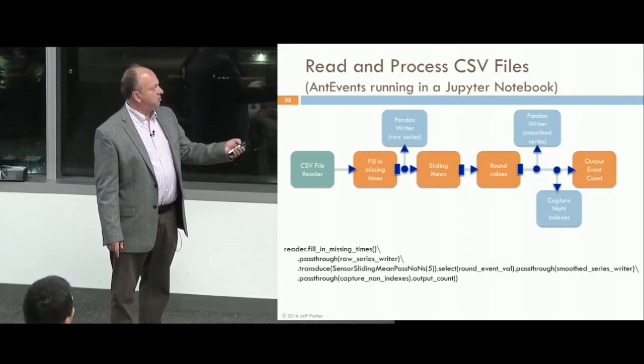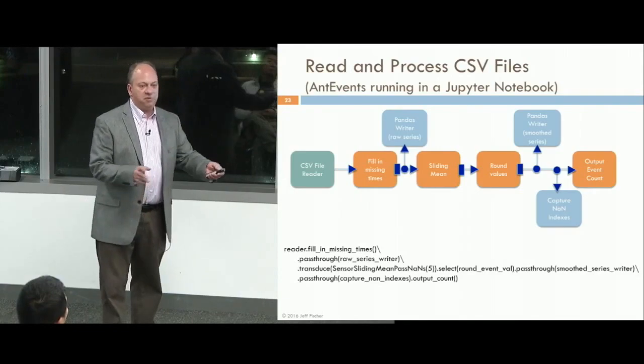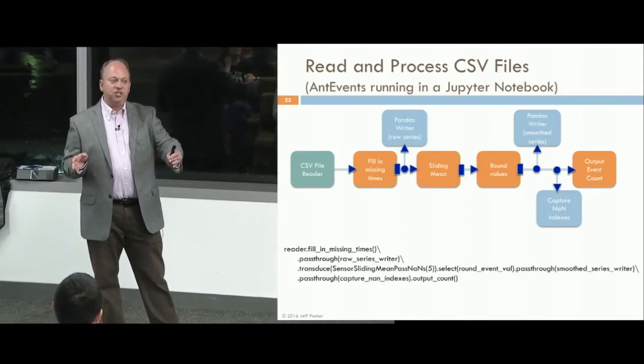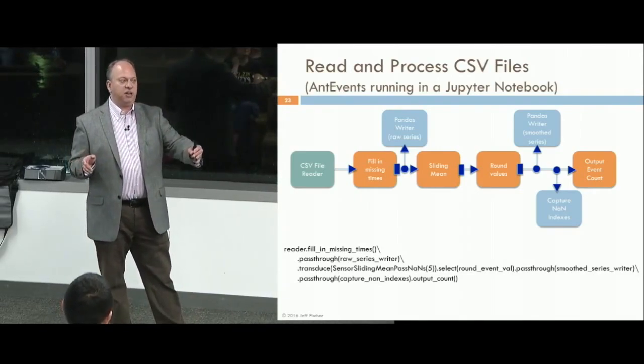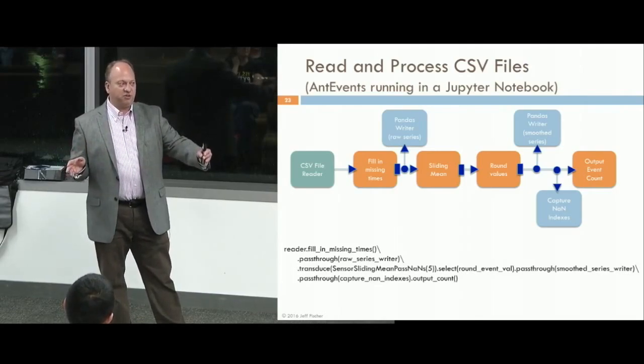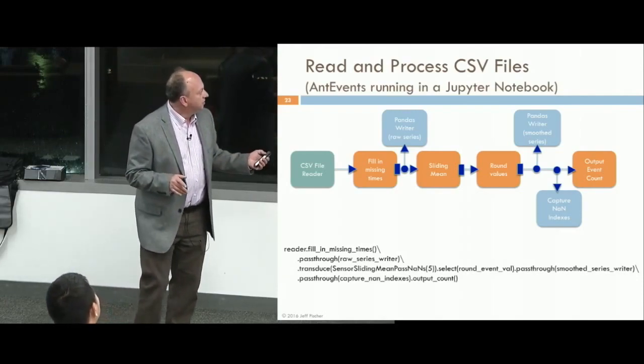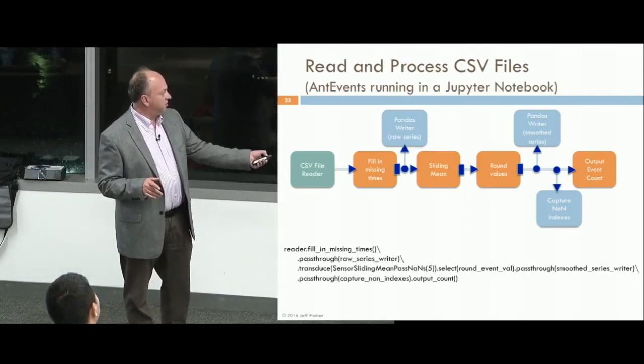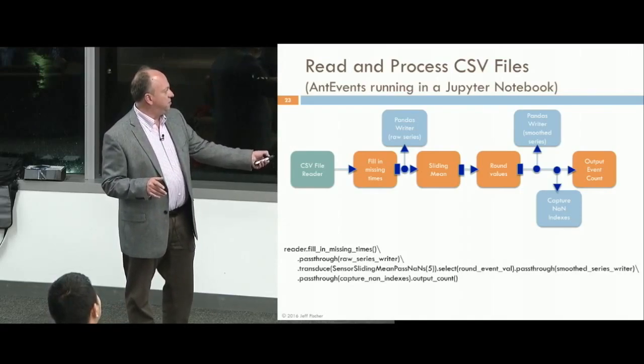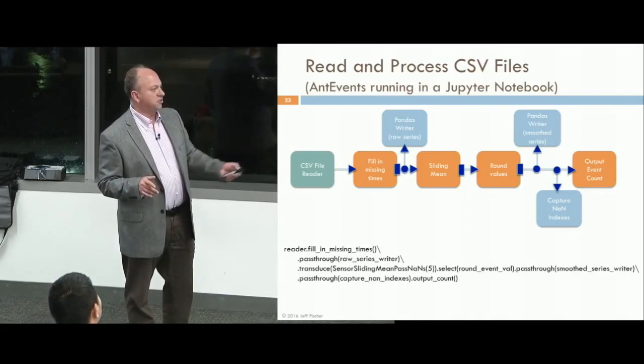And so one of the things I'm doing, you'll see, is I'm running a sliding mean. I'm basically doing an average of the last 5 values, and that acts as a low-pass filter, in electrical engineering terms, to filter out some of the high-frequency noise from the signal. And this is what the code looks like in AntEvents. You can see you're basically using method chaining to build up this structure.